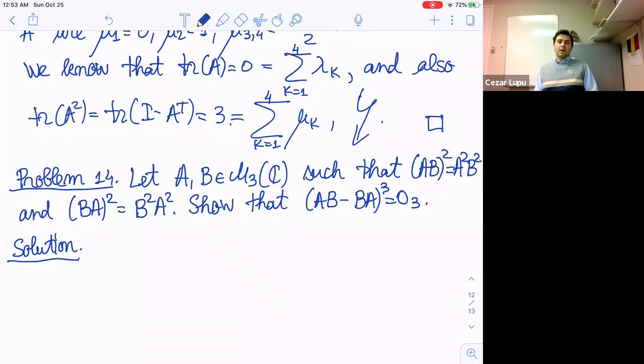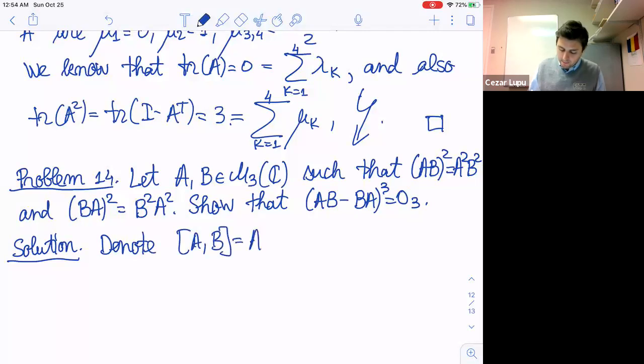Okay, as you can see, we have this bracket here. So again, the commutator, the additive commutator, comes into play. So denote the bracket [A, B] as AB minus BA. This is what we call the additive commutator.